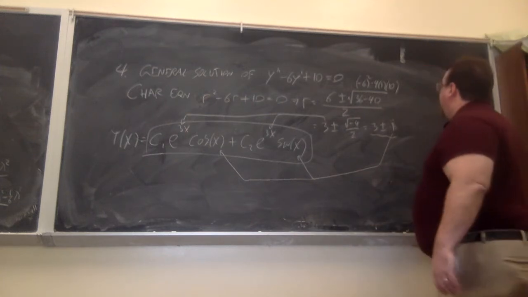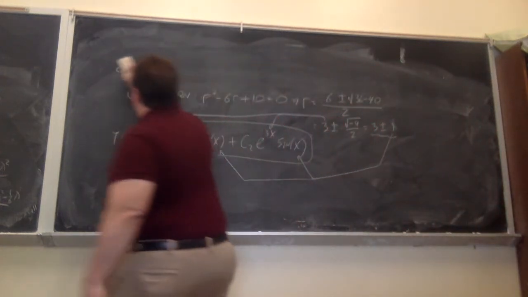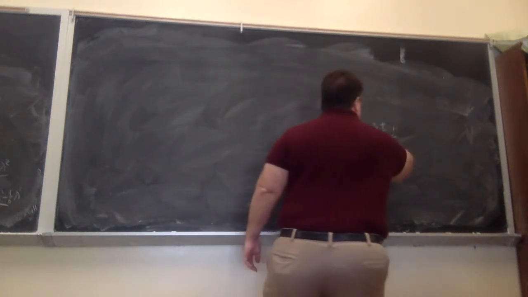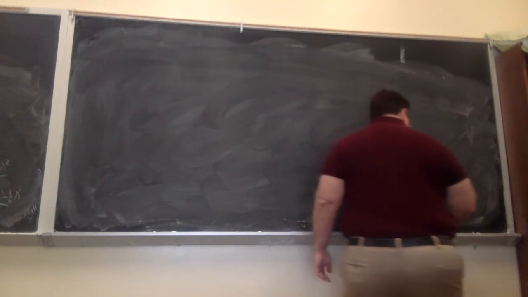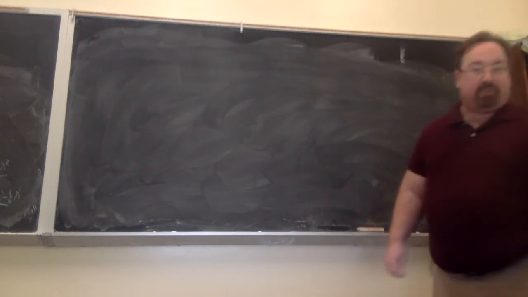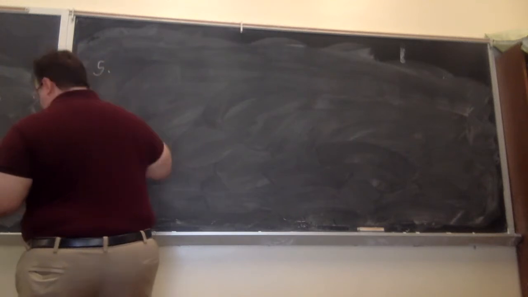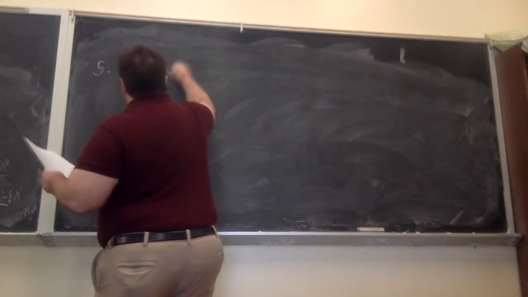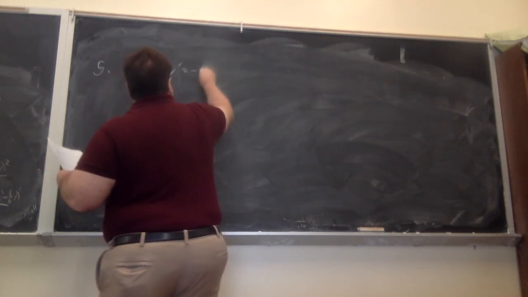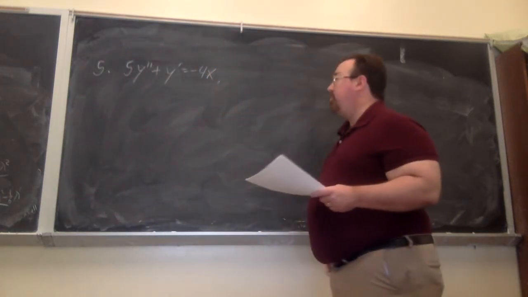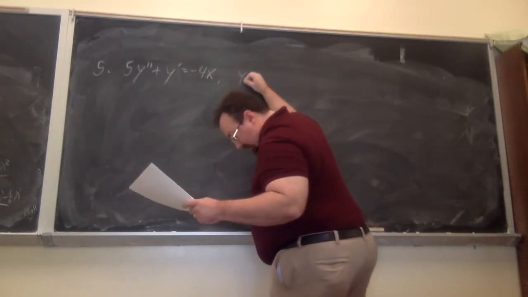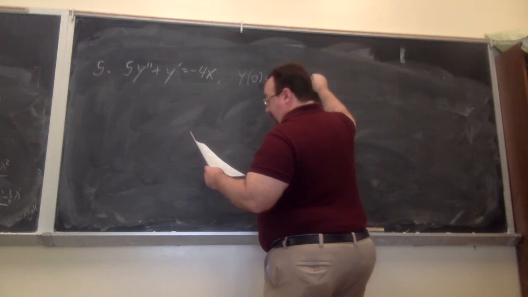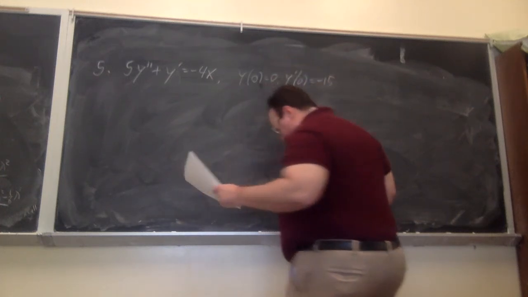Okay. So for the quicker problems, that's it. The next two are non-homogeneous equations, where you have to use either the method of undetermined coefficients or variation of parameters. Okay, so problem 5, we have y double prime plus y prime is equal to minus 4x. And this is an initial value problem, unlike the previous ones. So you're given that y of 0 is 0 and y prime of 0 is equal to minus 15.